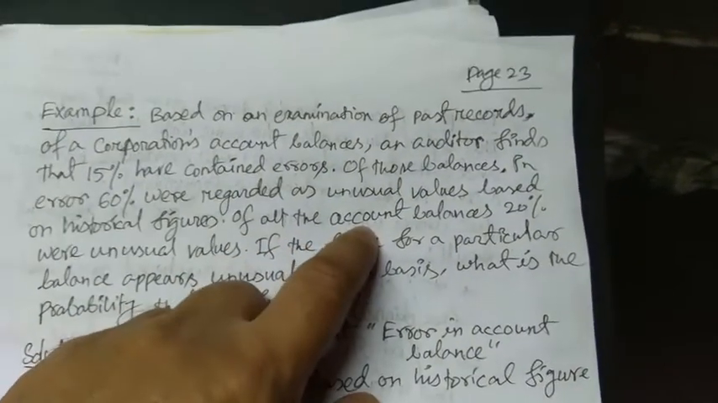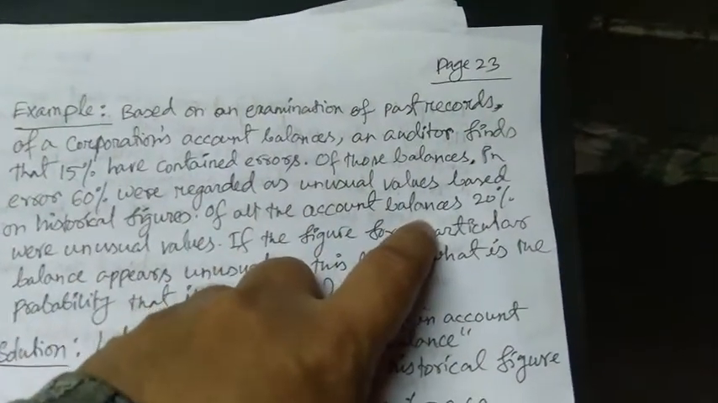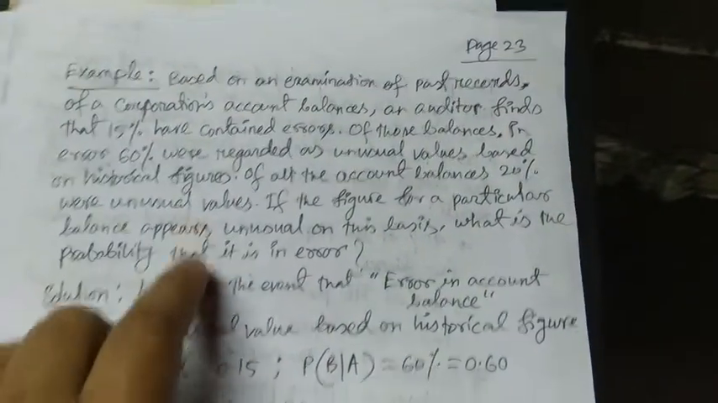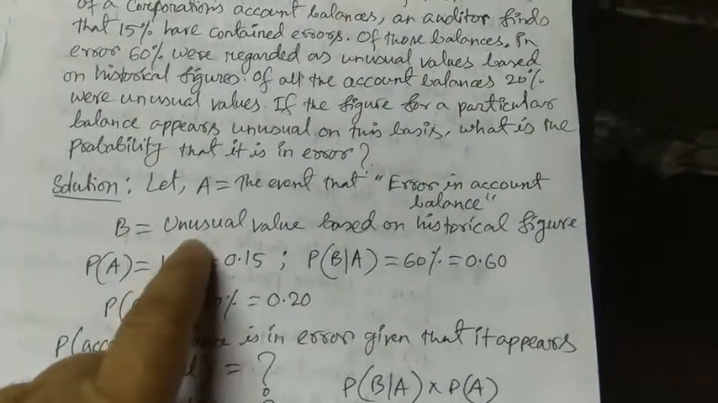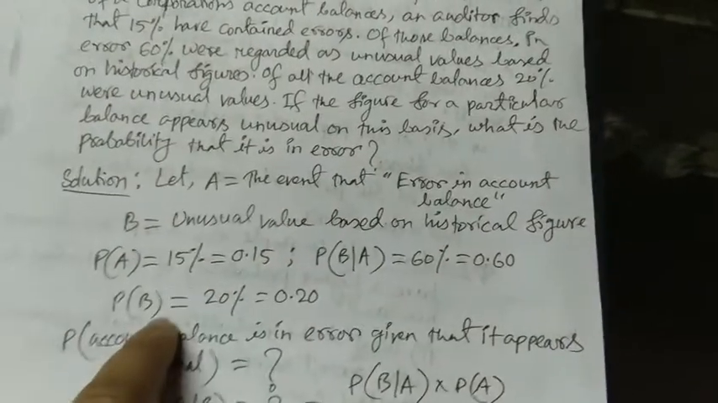Of all the account balances, 20% were unusual values. So the probability of B, where B is the unusual values, is 20%. That means 0.20. Right.